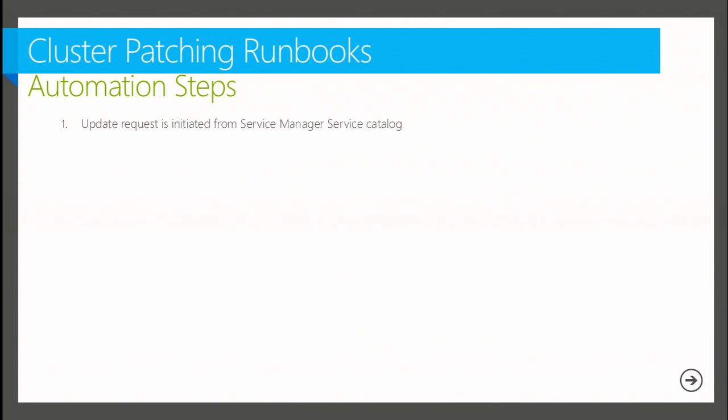Well, the first thing it's going to do is an update is requested through Service Manager. So I've got a Service Manager catalog. We're just going to go out to that catalog and say, hey, I want to update this cluster. We're going to prepare the Configuration Manager environment. We're going to create collections, create a software update deployment targeted at that collection. We're going to examine the cluster, dynamically determine what are the nodes that make up this cluster.